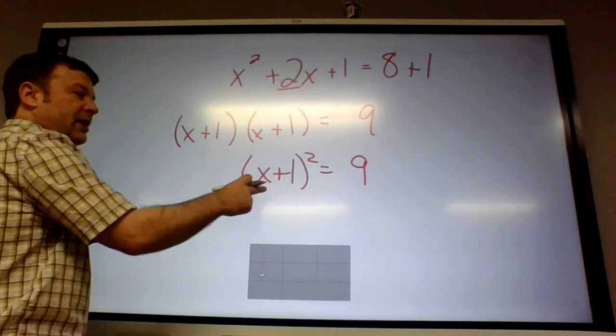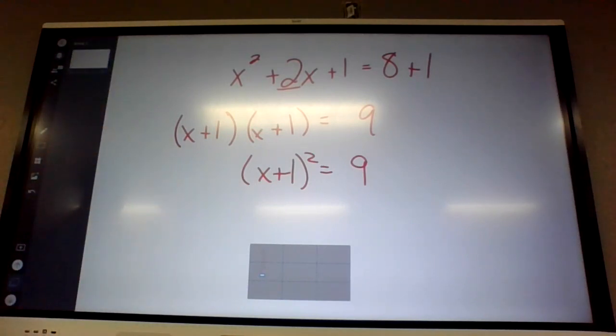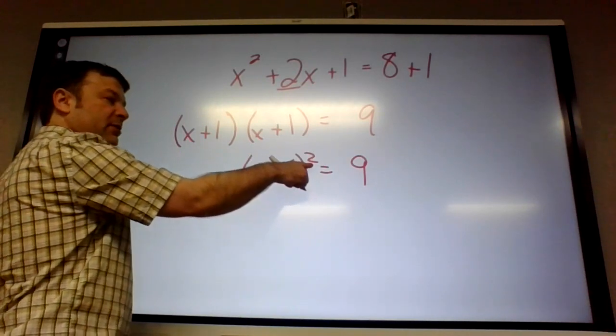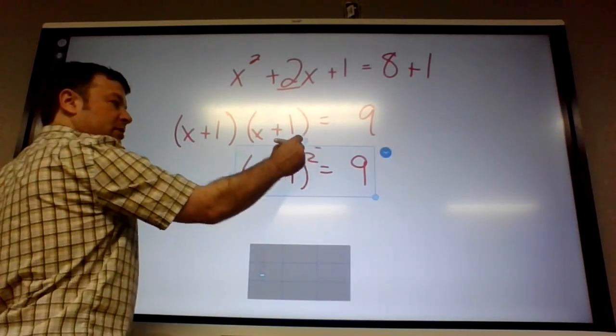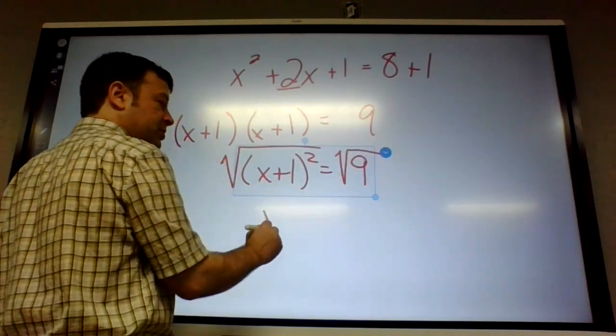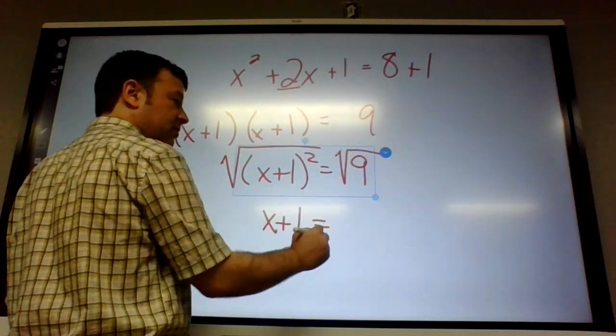Okay, now we're going to use the trick we learned on Friday. I know that was a long time ago, but I'm going to get rid of the square. How do I get rid of that square? Square root it. Okay, but when I do the square root trick, what happens?